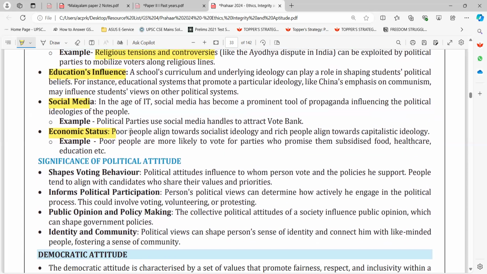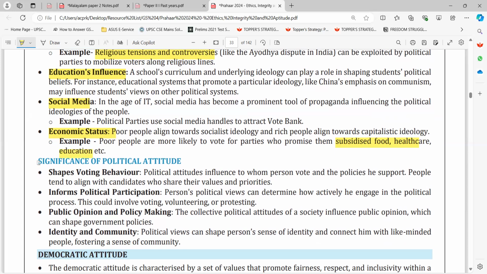Economic status. Poor people align towards socialist ideology, and rich people align towards capitalistic ideology. Example, poor people are more likely to vote for parties who promise them subsidized food, healthcare, education, etc.